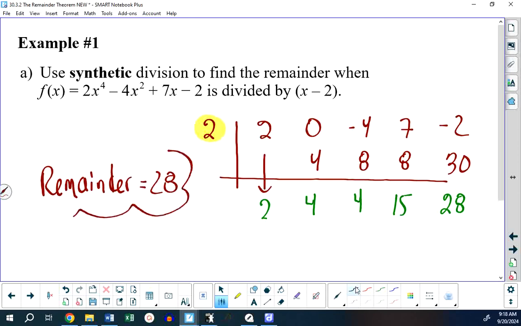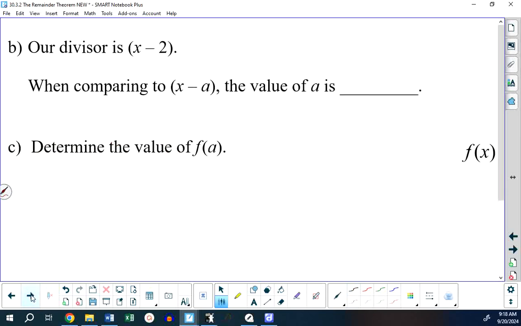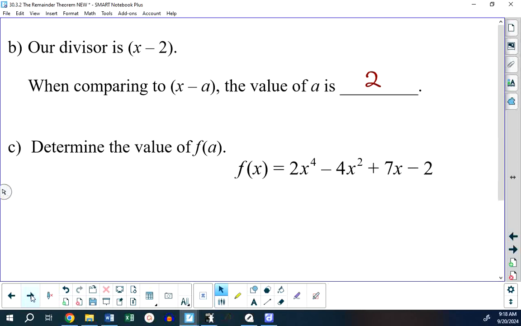Okay, so what? Well, let's move on. Let's check out something else. Our divisor was x minus 2. I've already explained this enough that I feel as though I shouldn't even need to put a question here. But the value of a is 2, correct? What is the value of f of a? So f of x is this, correct? So what does it mean to say what is f of a? It means what is f of 2? What does that mean? It means we're going to put 2 in for x everywhere.